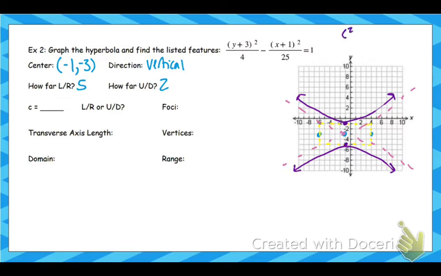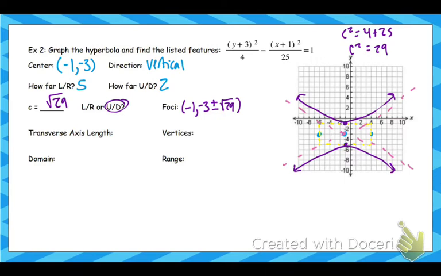c squared is equal to a squared plus b squared. So c squared is 29. So c is the square root of 29. Since we went up and down for our graph, we're going to go up and down for our foci. If we go up and down, that's going to change the y-coordinate of the center. So take the y-coordinate plus and minus the c value.